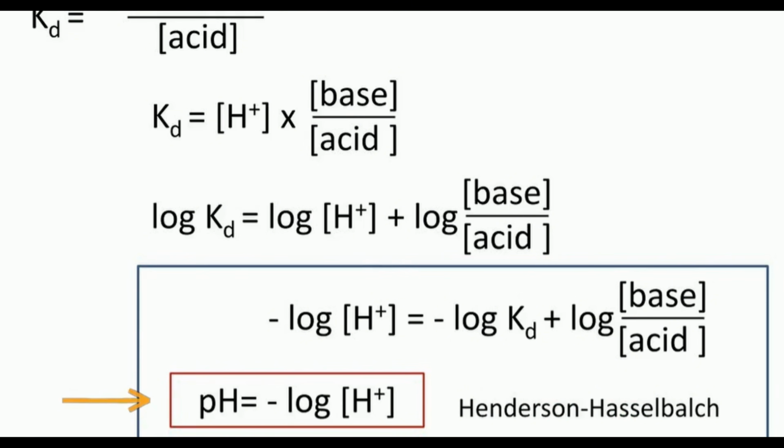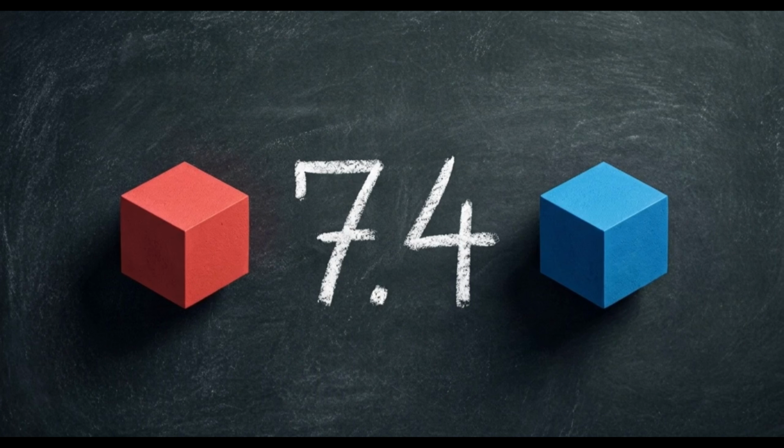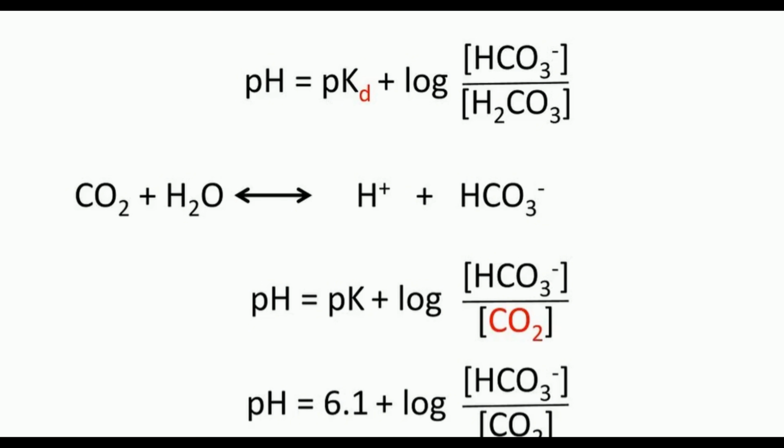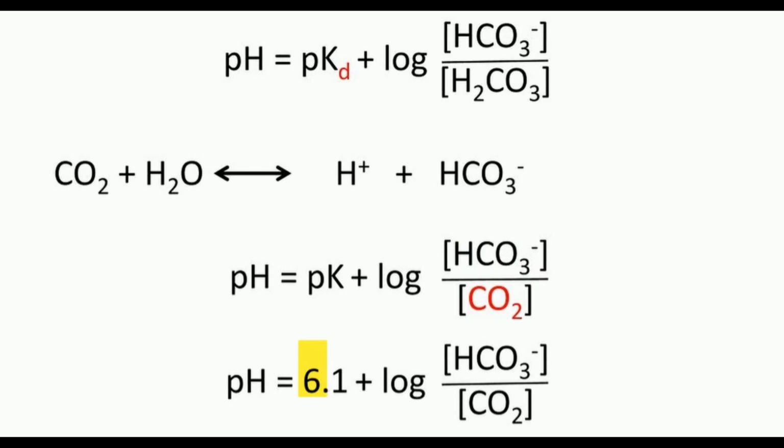This formula proves that pH is mathematically predictable. You can maintain a constant proton concentration by managing the ratio of base to acid. Applying this to our primary defense, we replace the variables with our actual physiological buffer, bicarbonate and carbon dioxide. We then input the physiological constants. The pKa is 6.1, bicarbonate is 24 millimoles per liter, and normal CO2 partial pressure is 40 millimeters of mercury.